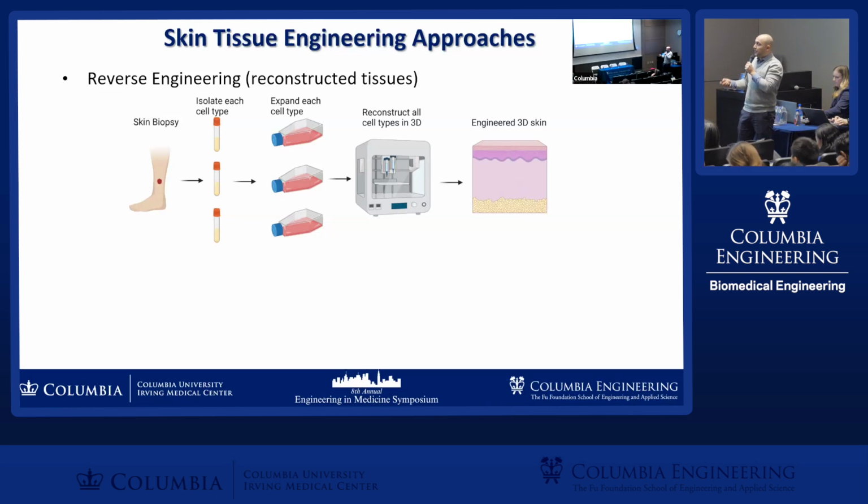One is reverse engineering approach, where we start with a skin biopsy. We isolate the cells, each cell type individually, and expand them individually in vitro. Then we use 3D bioprinting to put them in hydrogels and to reconstruct them in 3D. The advantage of this approach is that you can plug and unplug each cell type of interest for the application. But then if you want to really match the cellular diversity of the skin, it gets really complicated technically.